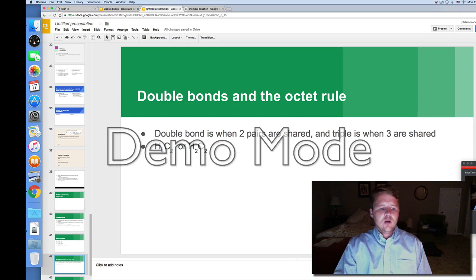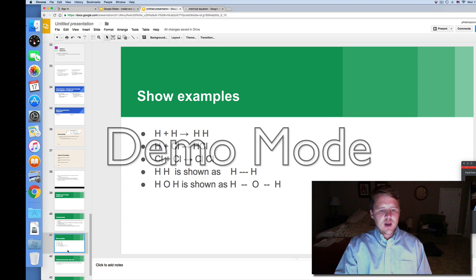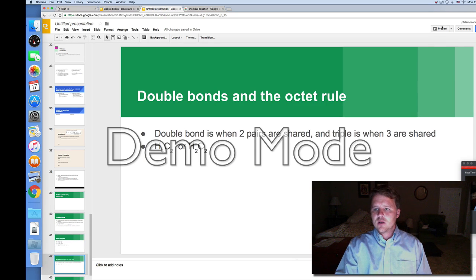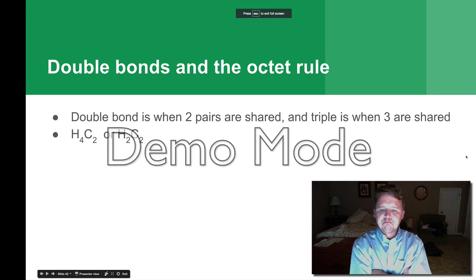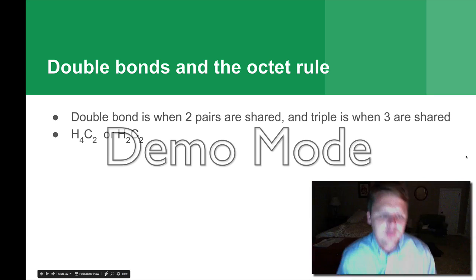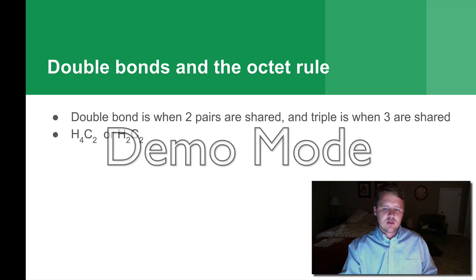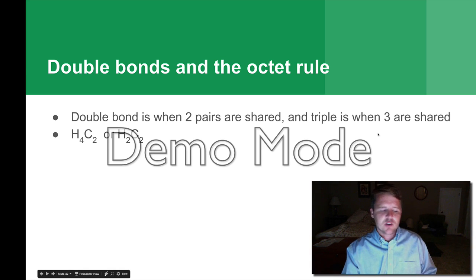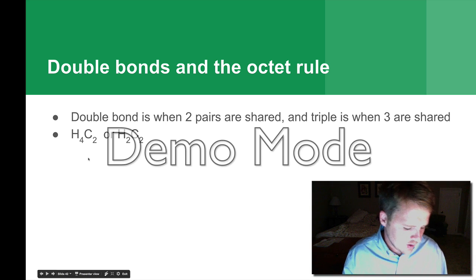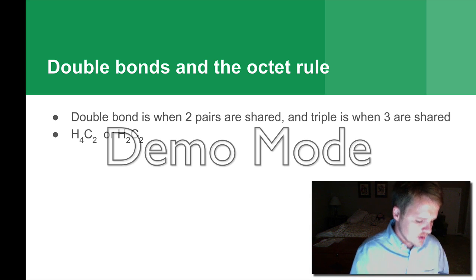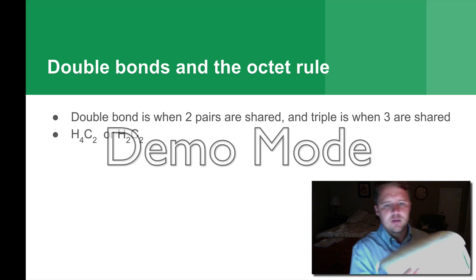Okay, so here we have, now we're going to go on and cover double bonds in the octet rule. So a double bond is when 2 pairs are shared, and triple bond is when 3 are shared. So H4C2, how is that going to form? Well, I'll just show you right here.